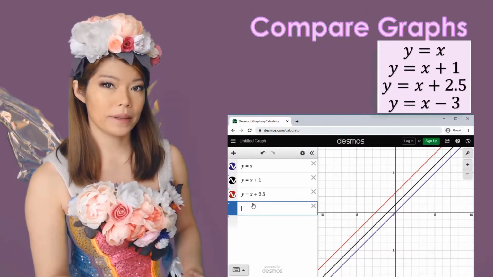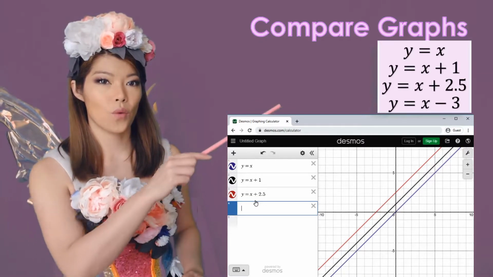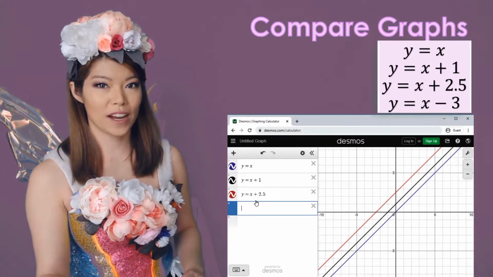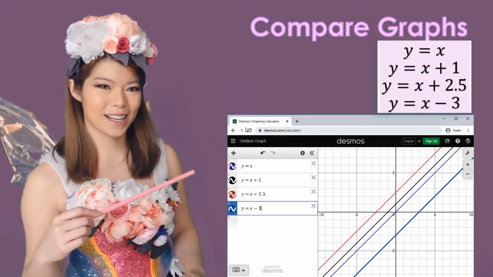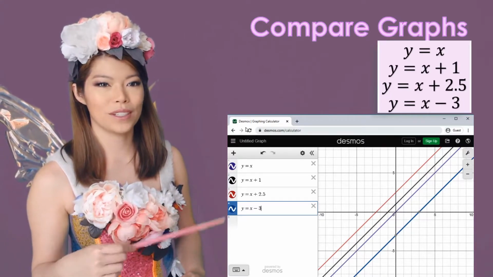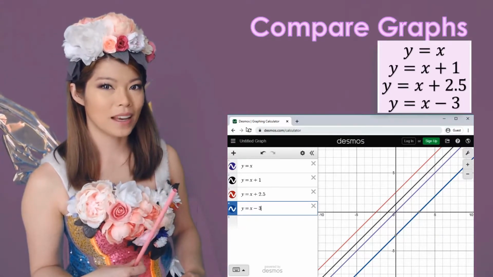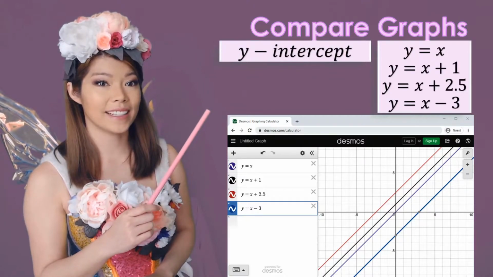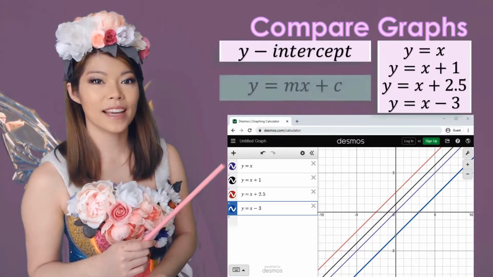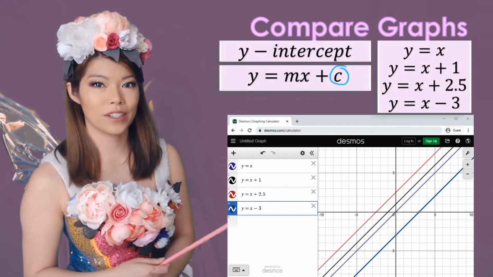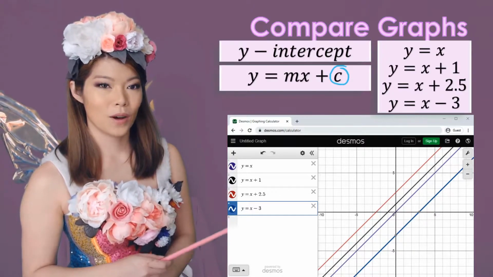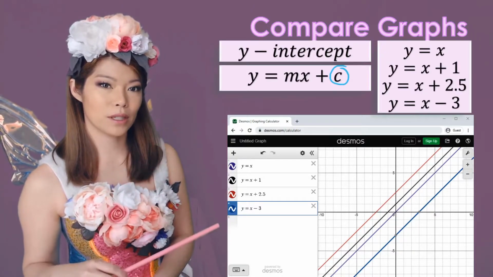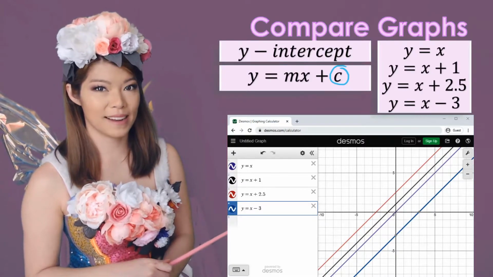What do you think happens to the last graph, the line y equals x minus 3? Y equals x minus 3 has been moved down. It looks exactly the same. And so these lines have the y-intercept change, or in other words, the constant c has been changed. We can see that these lines have the same slope, and we say that they are parallel.